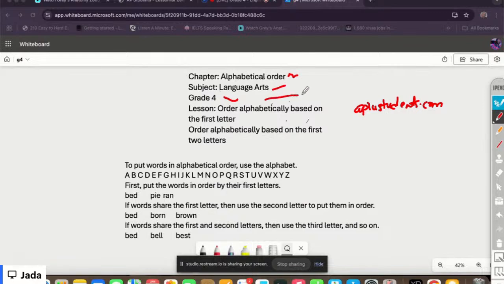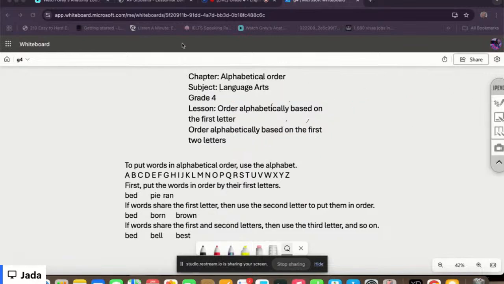Under alphabetical order, we have some lessons there. So we'll complete 2 of the lessons today. And then the next time we will meet again, we'll complete the last lesson. So the first lesson for today is order alphabetically based on the first letter, order alphabetically based on the first 2 letters. So we're doing the first letter and also the first 2 letters.